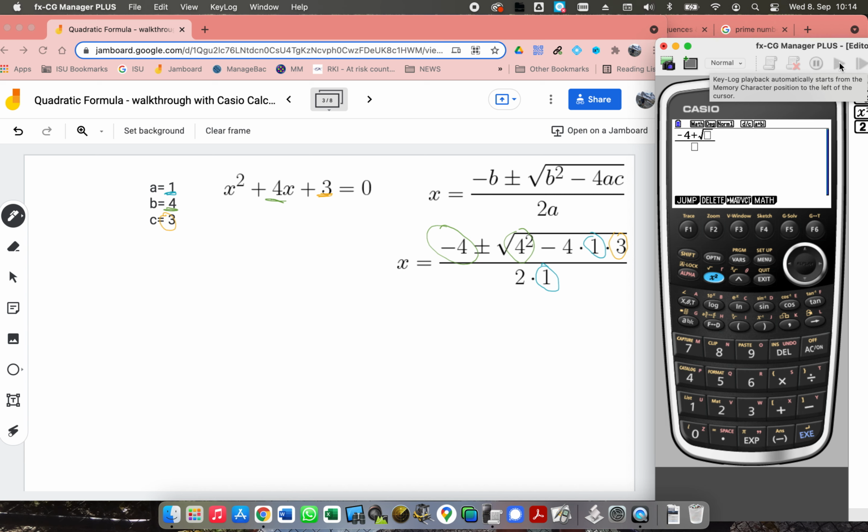Now you might see here there's a symbol which in the formula is plus or minus. I can't do that in the calculator. So what I do is I do the plus and then I do the takeaway. So it's going to give me two different solutions. So my first solution is -1.